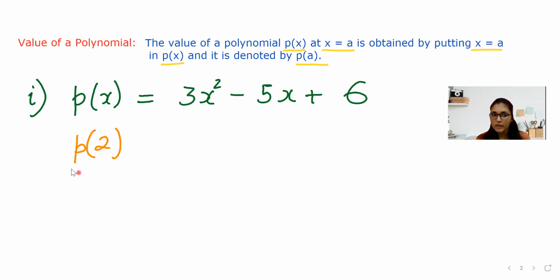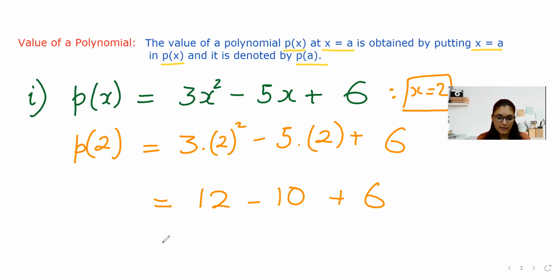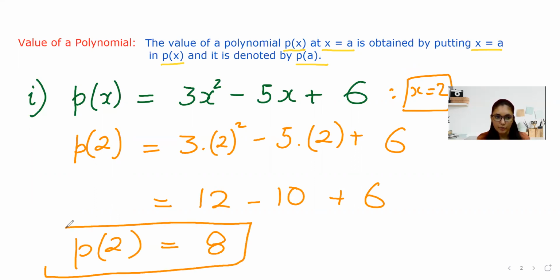So you have to calculate the value of polynomial p(x) when x is equal to 2. How will you get p(2)? Just replace x by 2. Wherever x is present, you have to write 2, and then you have to calculate its value. So here you will get 12 minus 10 plus 6, that is 8. So the value of polynomial p(x) at x equals 2 is 8. This is the value of a polynomial.